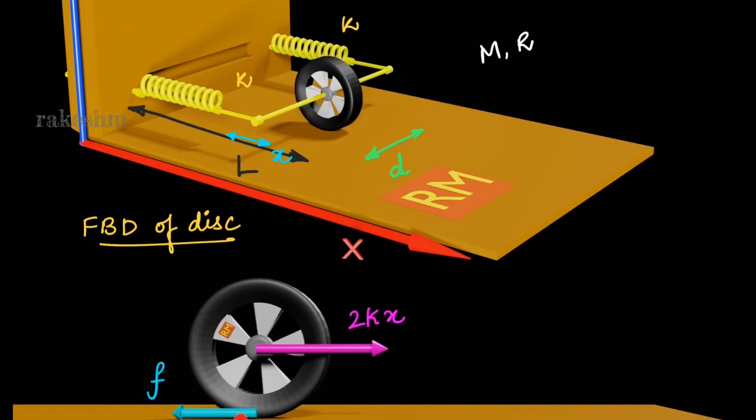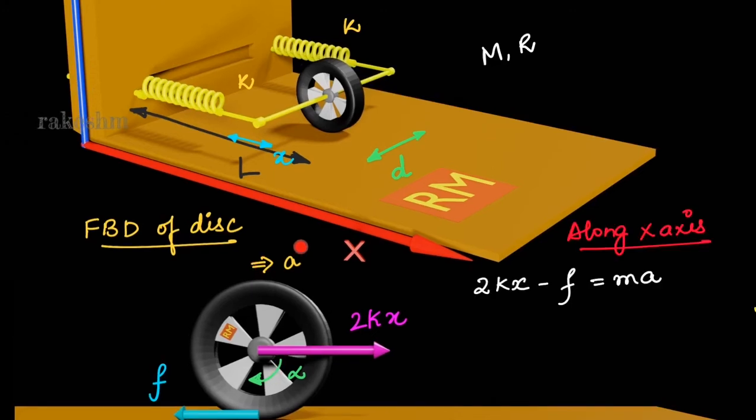Next, I'm marking the friction here towards left. You can choose the friction in any direction. When you write the no slip condition correctly, you will finally get the correct answer. Next, I'm marking the acceleration in this direction and the angular acceleration in this direction.